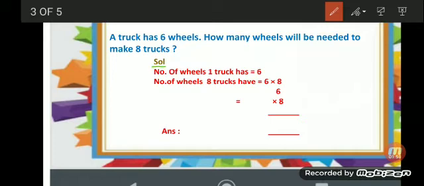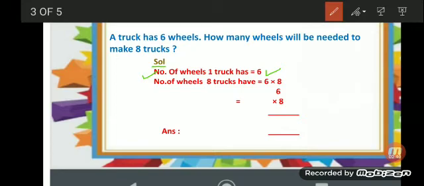The first line is saying a truck has 6 wheels. Here, what did you get? One truck and the number of wheels of it has been given. That means this information has been given. So, we make the first statement by taking the information given there. The first statement is: number of wheels one truck has. We know that it is equal to how many wheels? 6 wheels.